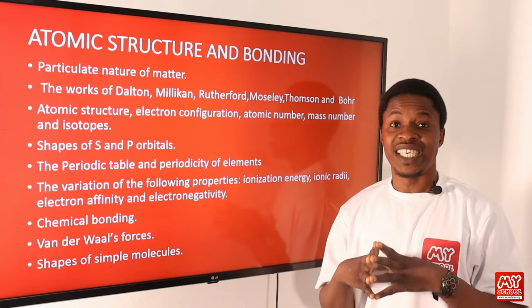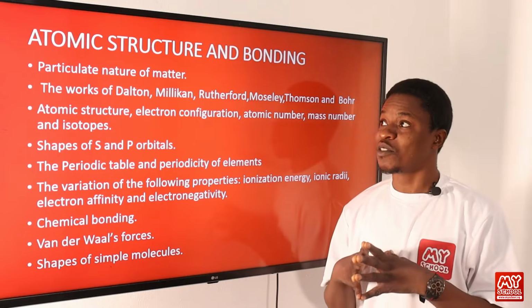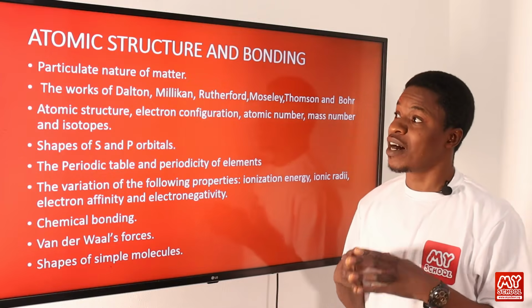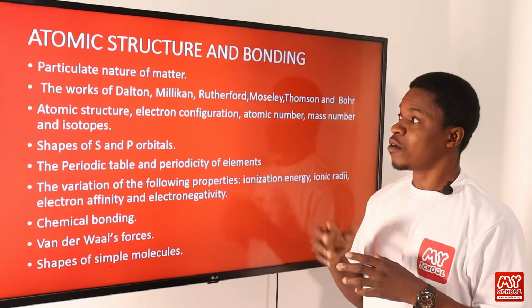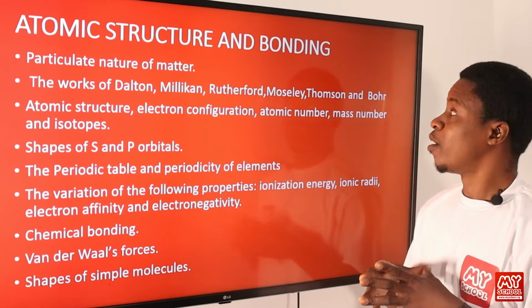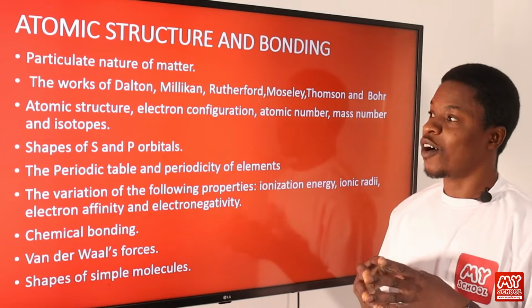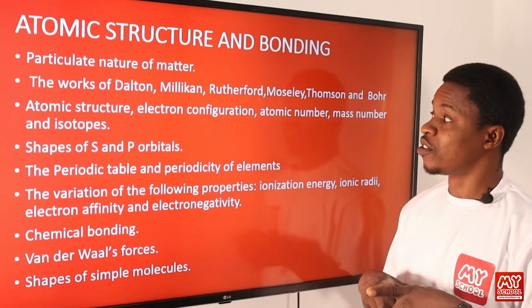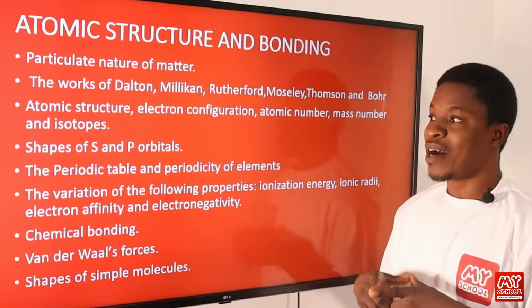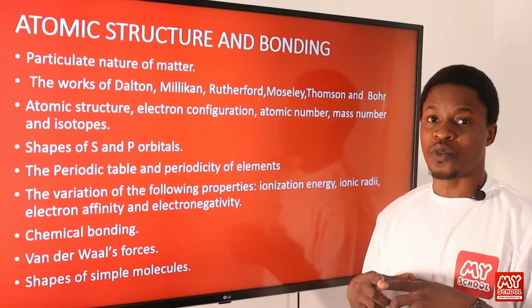Today we'll be looking at atomic structure and bonding in chemistry. Under that, we'll be looking at the particulate nature of matter, and the works of Dalton, Millikan, Rutherford, Moseley, Thomson and Bohr. Also, we'll be considering atomic structure, electronic configuration, atomic number, mass number and isotopes.